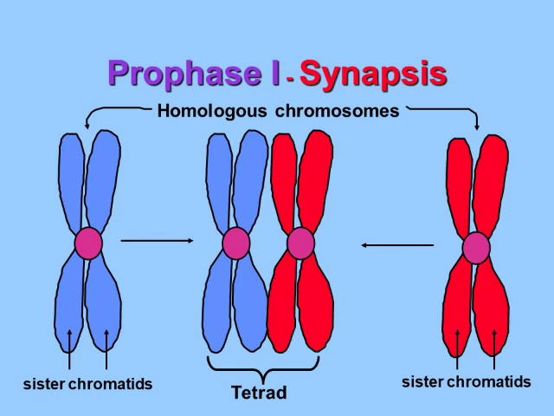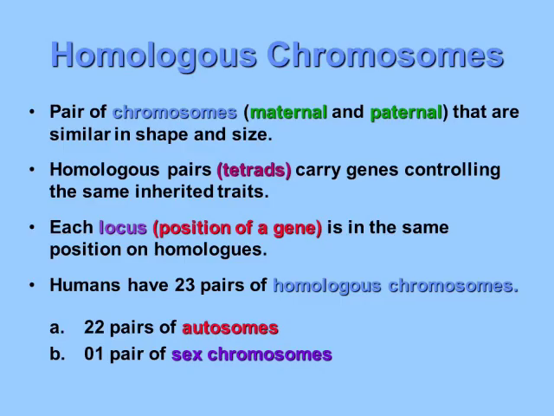When homologous chromosomes synapse, their ends are first attached to the nuclear envelope. Then, the intervening regions of the chromosomes are brought together and may be connected by a protein RNA complex called the synaptonemal complex. Homologous chromosomes are pairs of chromosomes, maternal and paternal, that are similar in shape and size. Homologous pairs, tetrads, carry genes controlling the same inherited traits. Each locus, or position of a gene, is in the same position on homologous chromosomes.